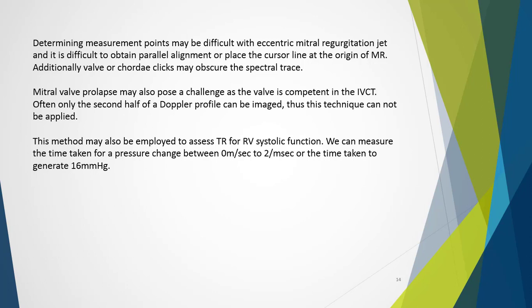We can measure the time taken for pressure to change between 0 to 2 millimeters of mercury, or basically the time taken to generate a pressure of 16 millimeters of mercury.